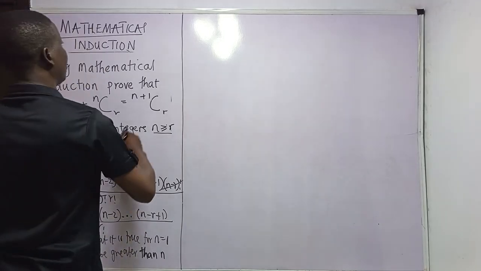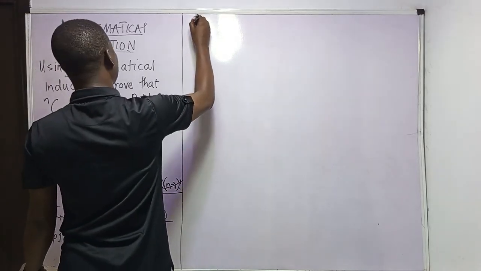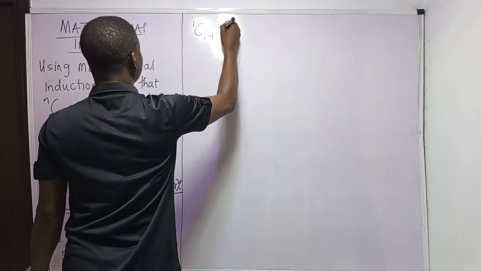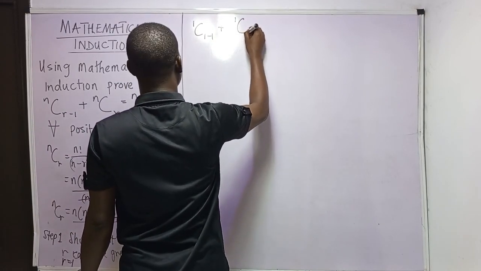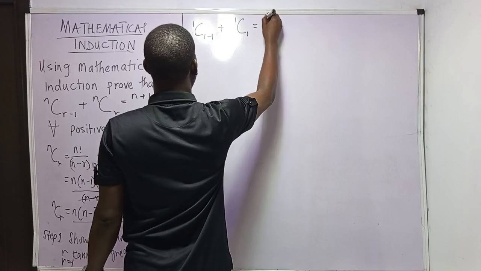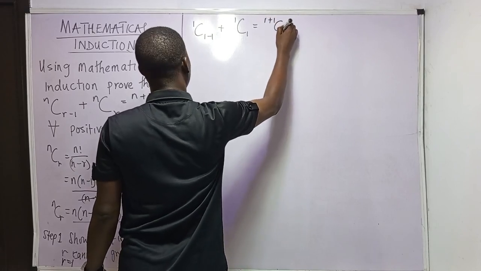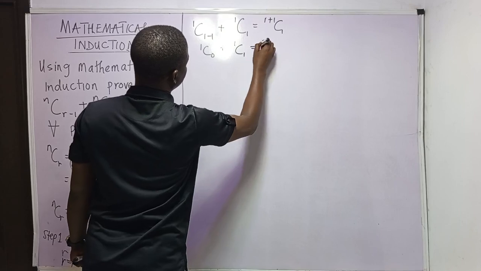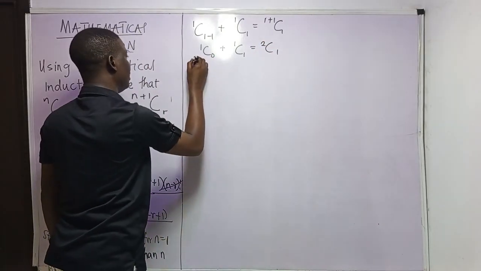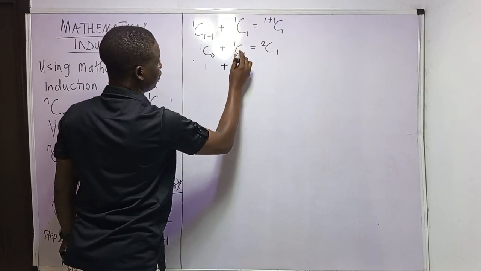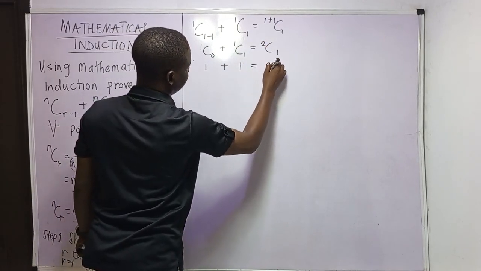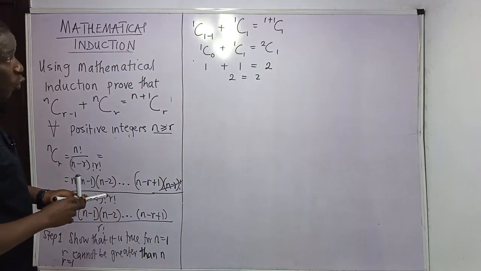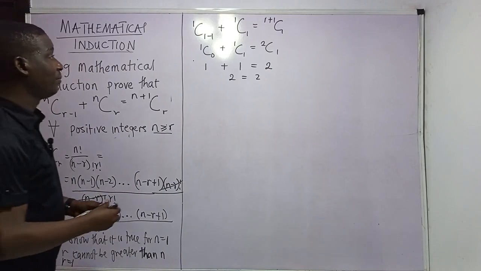Therefore, if you write it now, we should do the first test. So I would have 1 combination 1 minus 1 plus 1 combination 1 is equal to 1 plus 1 combination 1. That will give us 1 combination 0 plus 1 combination 1 equals 2 combination 1. So if you check, this one will give you 1, this one will give you 1, and this one will give you 2. It means that 2 equals 2. That means it is correct.